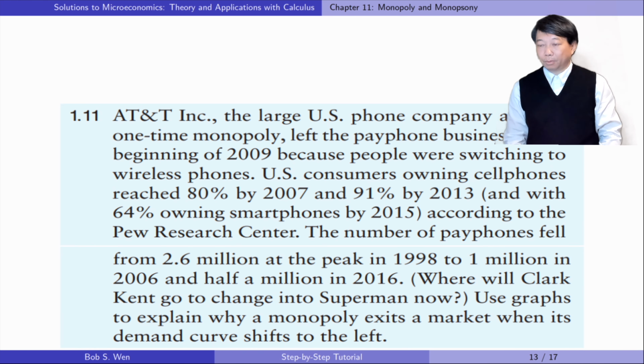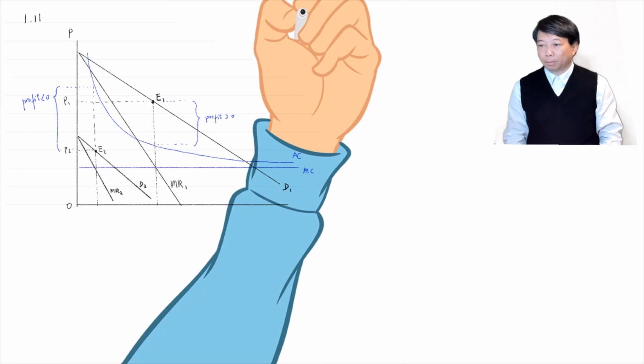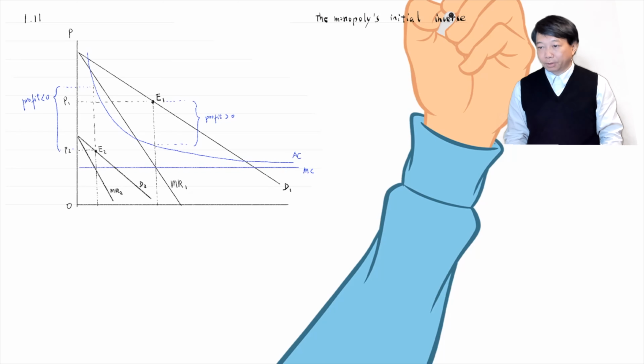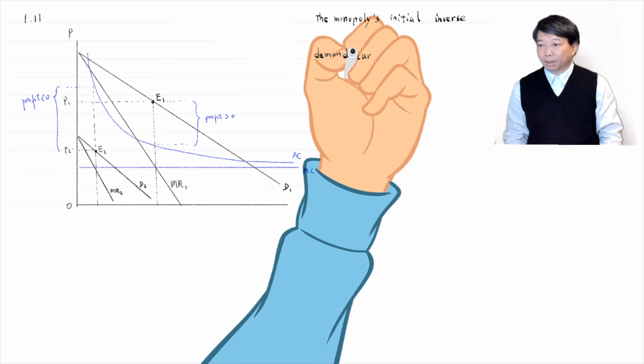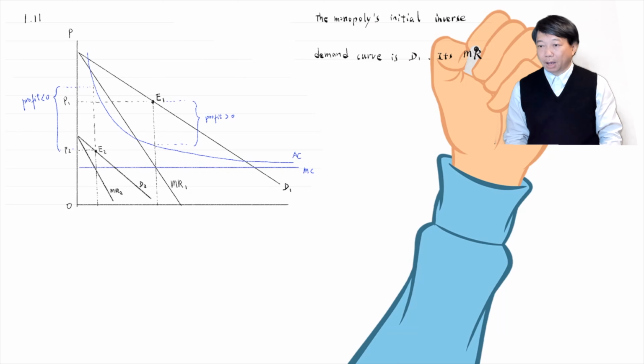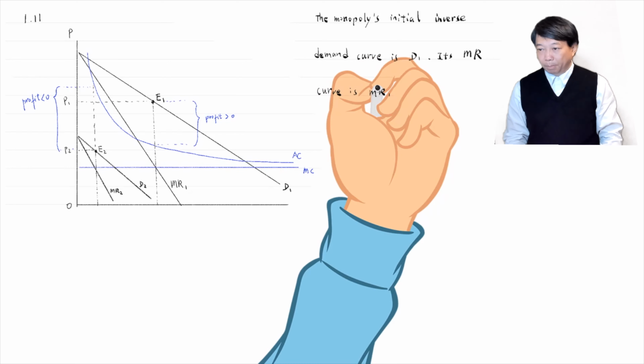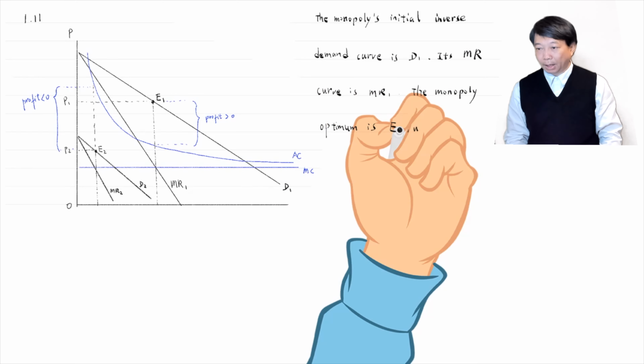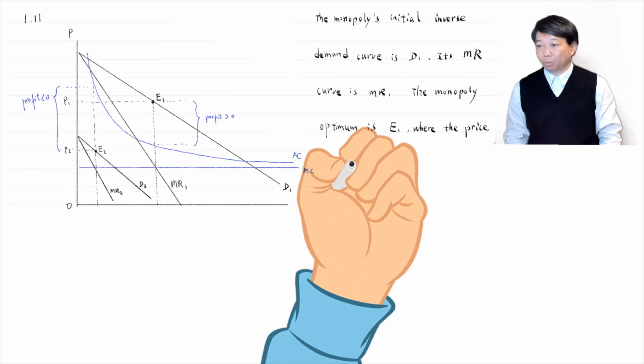Let's see exercise 1.11. We will use graphs to explain why a monopoly exits a market when its demand curve shifts to the left. As the graph shows, the monopoly's initial inverse demand curve is D1. Its marginal revenue curve is MR1. The monopoly optimum is E1, where the price is greater than the firm's average cost at that quantity.